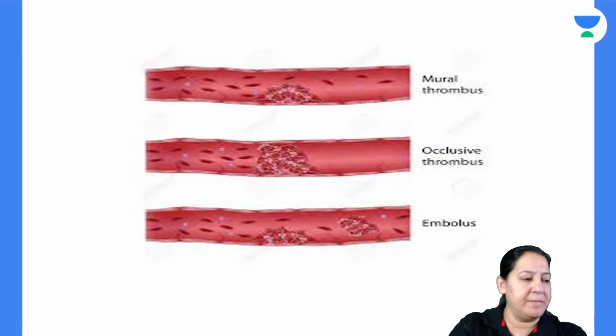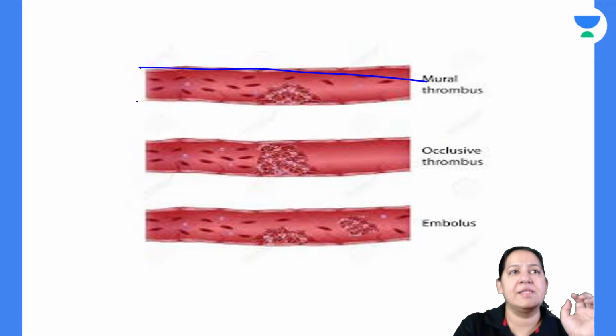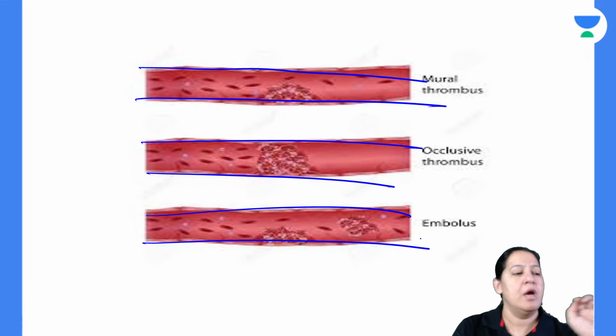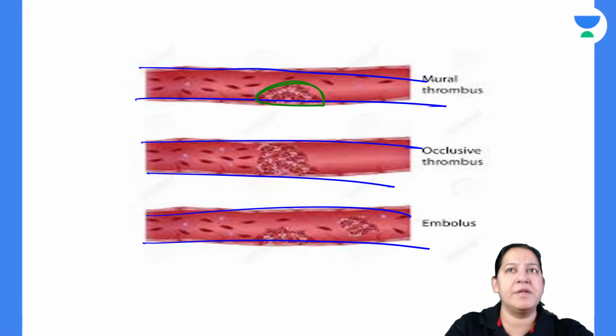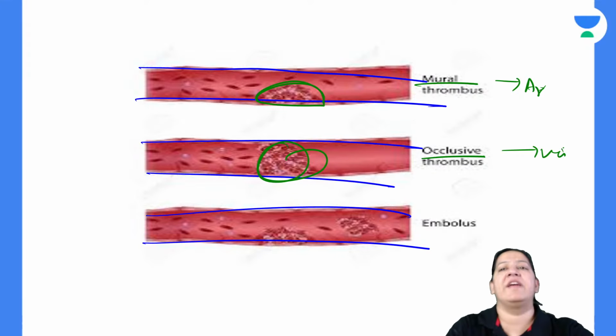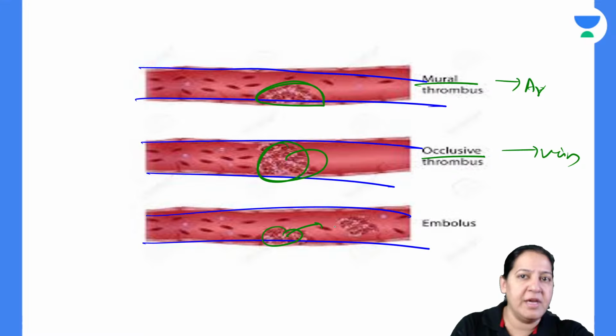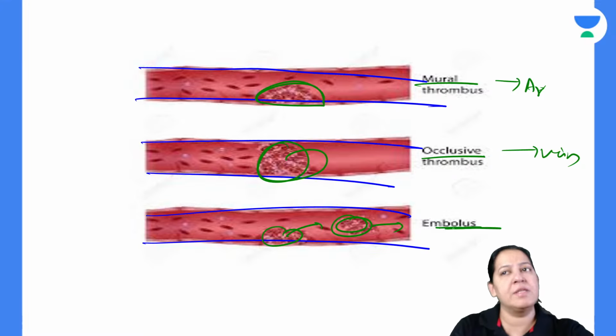Now see the two diagrams. Can you see the lumen? Can you see this is the artery? Now see the thrombus in each of them. This thrombus is partially obstructed, so it is mural. It is the arterial one. This one is completely obstructed. It is occlusive, so it is seen in the veins. And this is detaching from here and moving in the blood. So this one is known as an embolus.